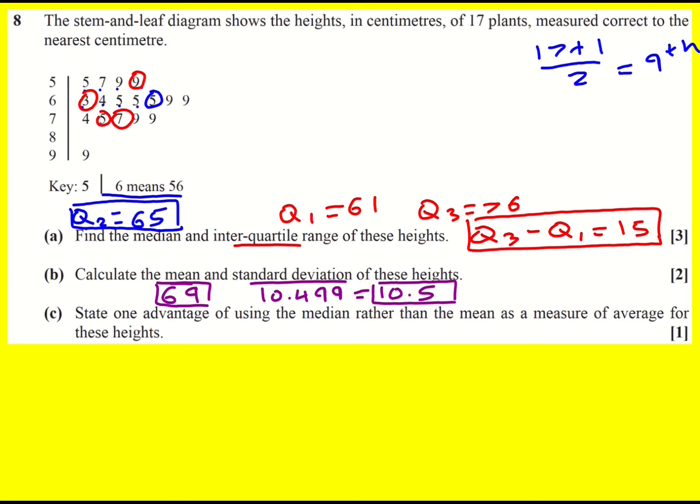And then finally, state one advantage of using the median rather than the mean as a measure of average for these heights. So the mean incorporates every single value, and that's great, but sometimes there's problems with it because if you have extreme values, then it can massively shift up the mean. And that is potentially what's happened here. This is not way out, but it would be an outlier. So that 99 is going to affect the mean and increase it, whereas the median's not affected by it.